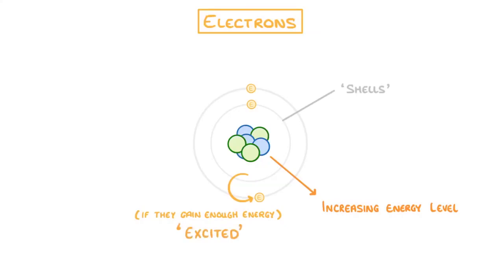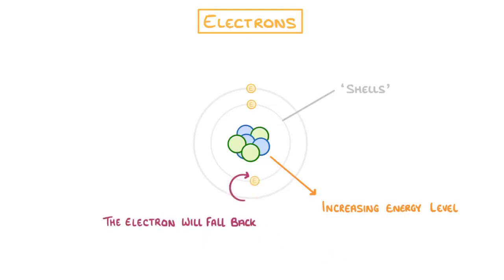The energy for this comes from electromagnetic radiation, and it will only work if the radiation carries just the right amount of energy to get the electron from one energy level to the next. Pretty soon afterwards though, the electron will fall back down to the lower energy level, and will re-emit the energy as electromagnetic radiation.